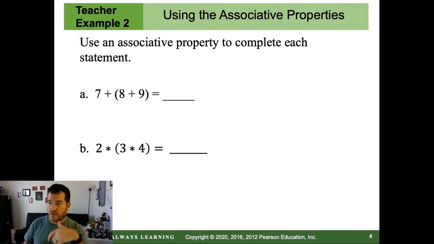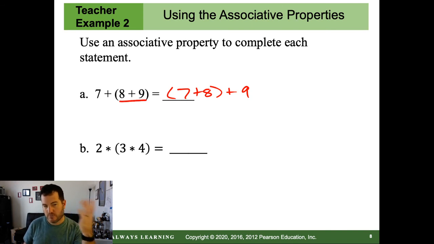Here, use the associative property to complete this. What they want you to do is recognize that over here you can do 7 plus 8 plus 9. Here, 8 and 9 are associating, quote unquote, and on this side, 7 and 8 are associating. Again, they want you to just move the parentheses around.